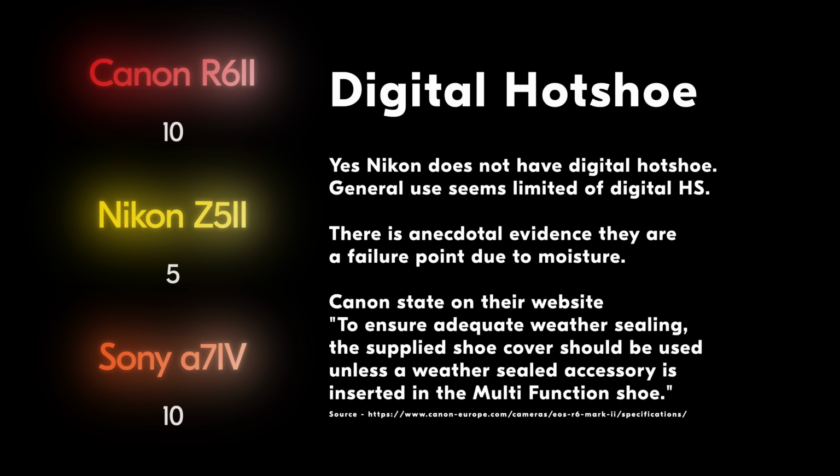Due to the Z5 being able to perform much the same functions, yes, in a less elegant way, it doesn't mean it's a zero for the Z5. Due to the elegance of the multi-function shoe and the fact that this is what this parameter is about, the two cameras get a 10 and the Nikon only gets a 5. But we can't forget that that is a potential weak point of the camera, as is stated by Canon. It must be ensured that that multi-function hot shoe is sealed against the weather.